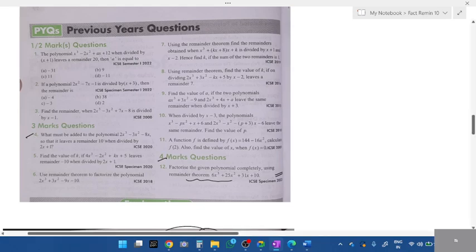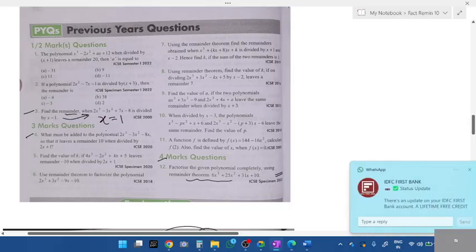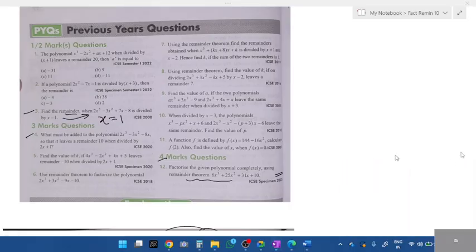See, third one. We'll skip third one. I'll just explain. Find the remainder, which means there is a remainder, students. If you take x is equals to minus 1, what you have to substitute? Minus 1 or plus 1? You have to substitute x is equals to 1. Yeah, plus 1. Substitute here, you'll get the value.